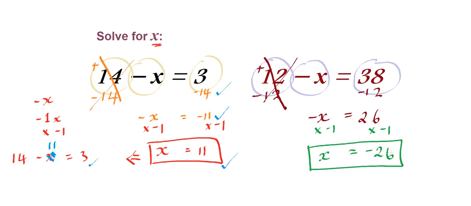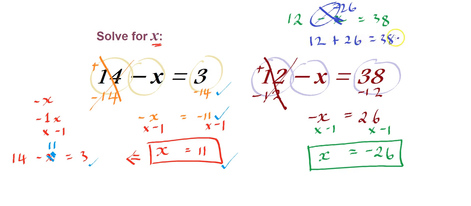So we need to check again. Let's substitute. It was 12 minus x equals 38. Now we think we know the value of x. The value of x is minus 26. 12 minus minus 26. Now minus minus means plus, right? So it's 12 plus 26 equals 38. Is this correct? Well, it is. Therefore, our working is all correct, and so is the final answer.